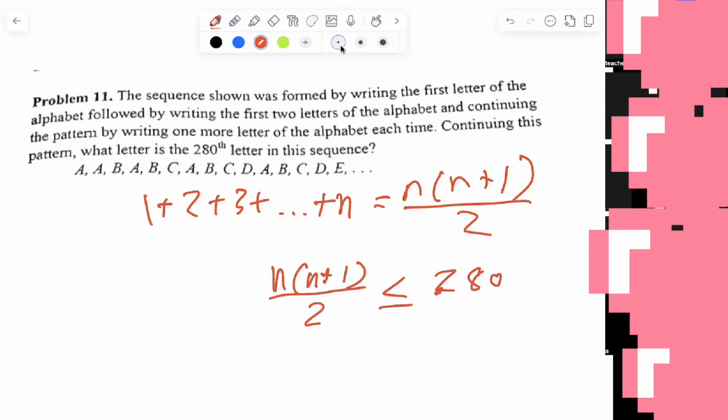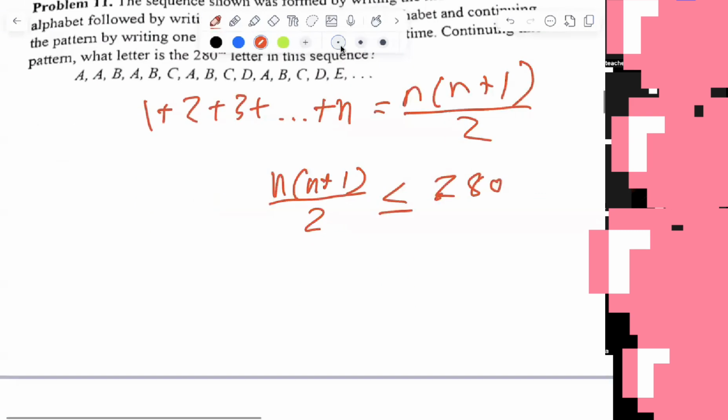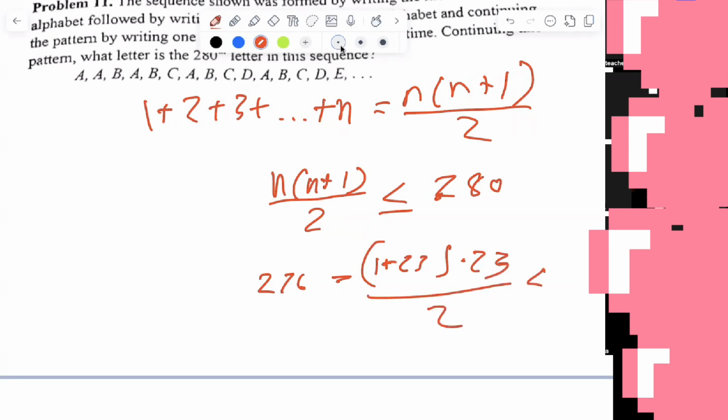And what follows this is 276, which is equal to 23 times 24 divided by 2. It's less than 280.